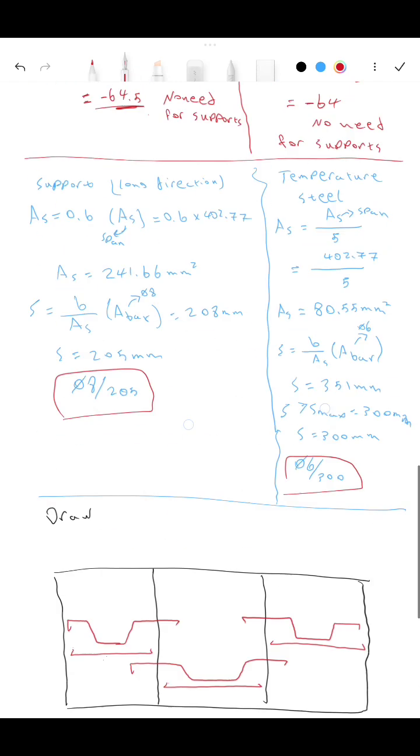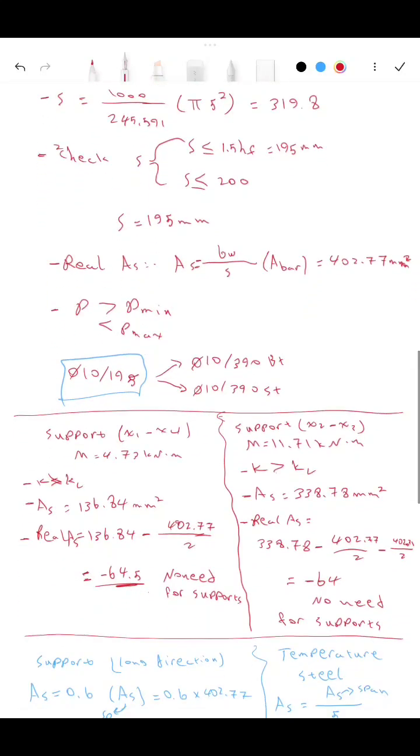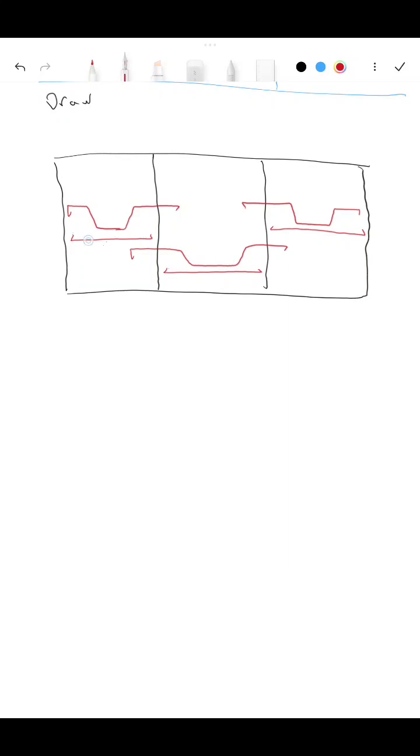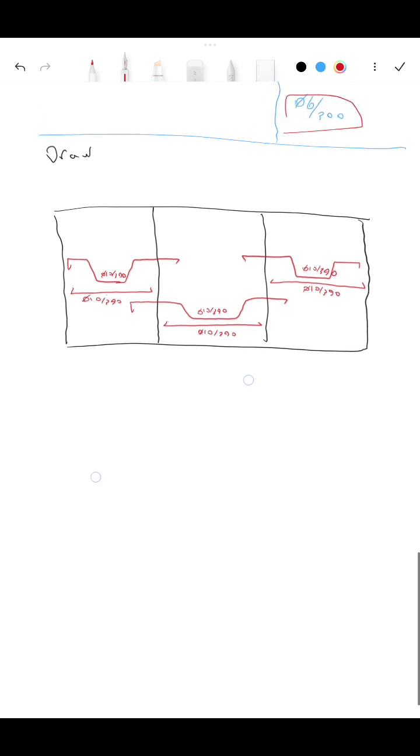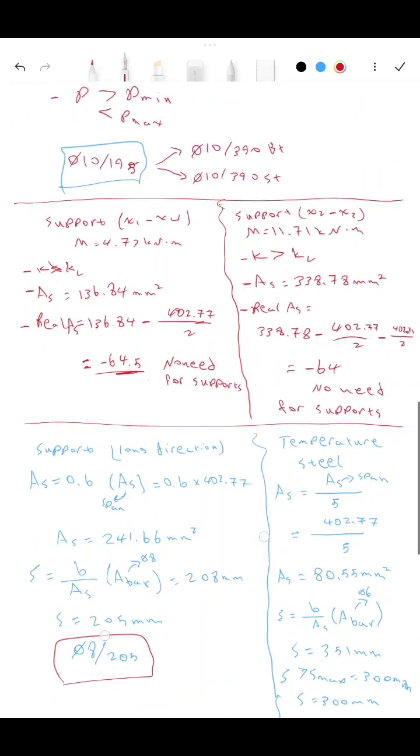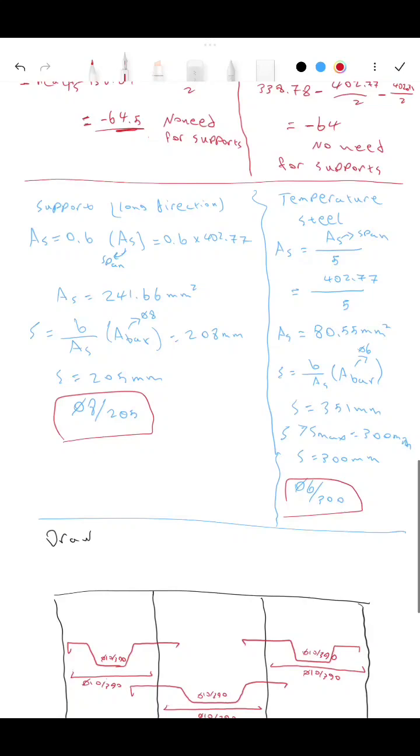So these are the first bent up bars and straight bars, which are phi 10 divided by 390, for all of them. Okay, we are done with this. For the supports, no need. So we will go for the long direction.